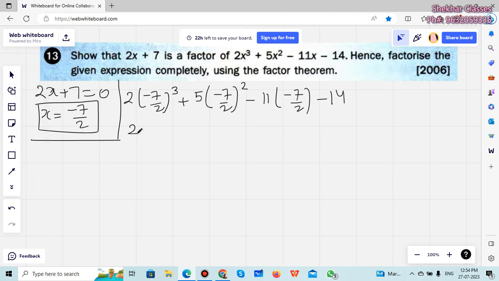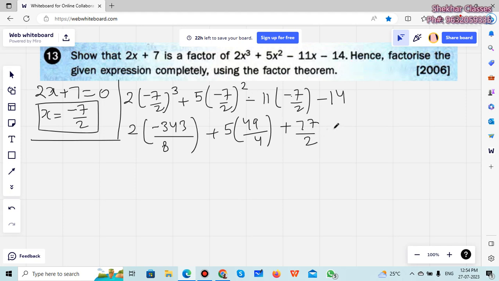Solve it. So 2, and minus 7 the whole cube is how much? If you multiply 7 sevens are 49, and 49 into 7 is 343. So it will be minus 343, and 2 cubed is 8 in it. I'm directly writing it, plus 5, and this will be plus 49 upon 4, minus into minus is plus, 11 sevens are 77 by 2, and minus 14 here.